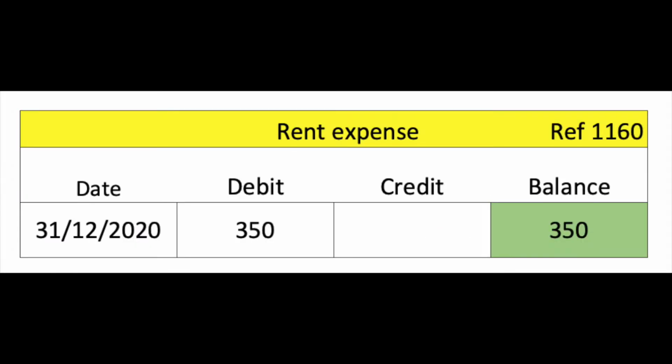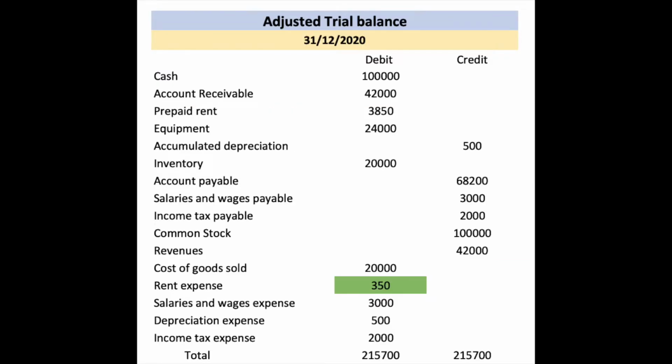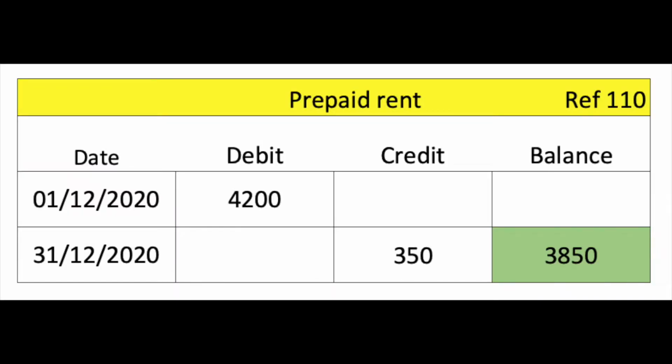In this ledger, Company C has $350 of rent expense in the trial balance. On the other hand, prepaid rent is decreased by $350. The adjusted balance is $3,850 in the trial balance.